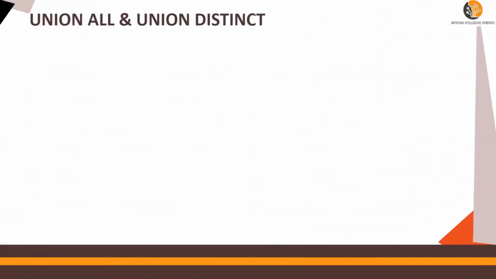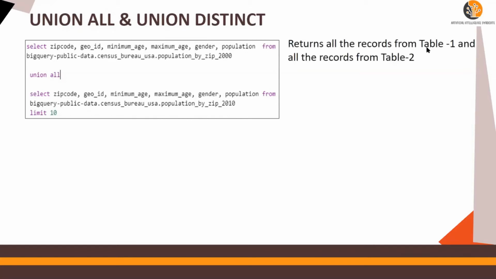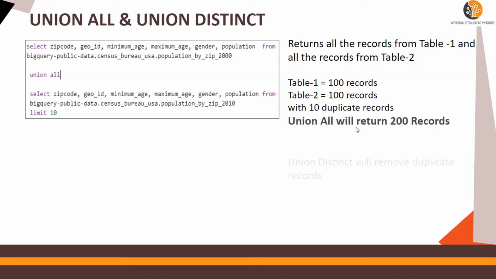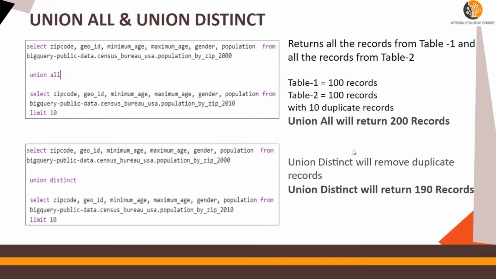Let's talk about union all and union distinct. With those two tables, I select these columns from the zip 2000 and 2010 tables using union all. Let's assume that table 1 has 100 records and table 2 has 100 records, with 10 duplicates. Or in our case, there are no duplicate records. So union all will return all 200 records, while union distinct will remove duplicate records. It will return the distinct records, which will be 190 in the example I'm talking about. And union distinct looks like this. So, two tables with union distinct.